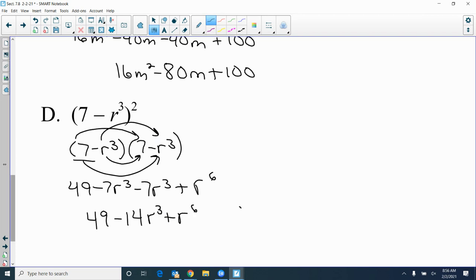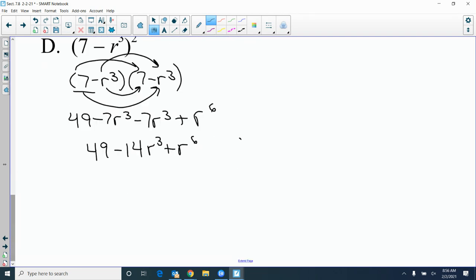All right, for this one here, I'd accept that because of how it's written, but normally we flip the order, and if you did flip the order and switch it around, that would be fine. R to the 6 minus 14r cubed plus 49. This is one where I would accept that different order, but normally you got to write it in descending order. So all those have a middle term.